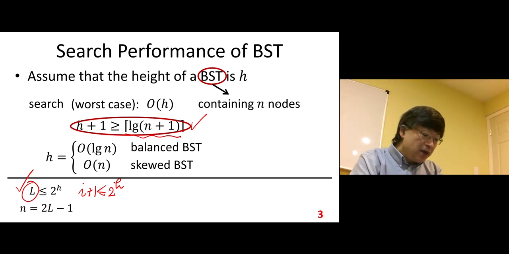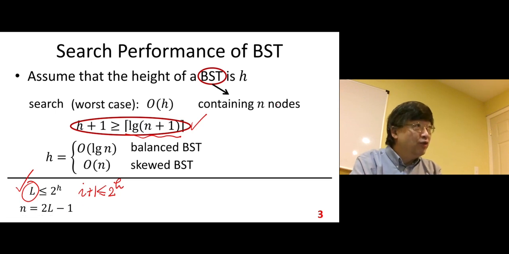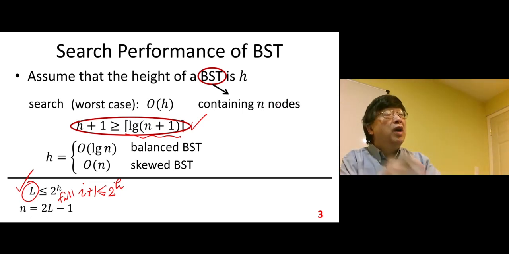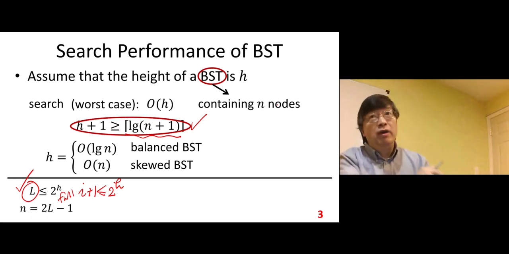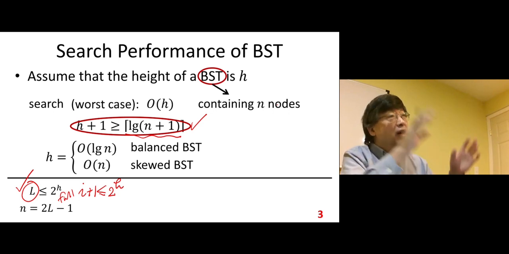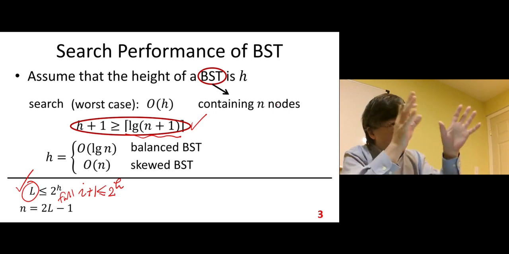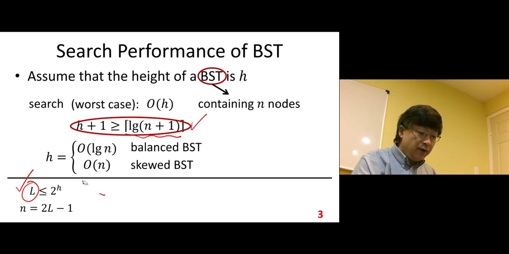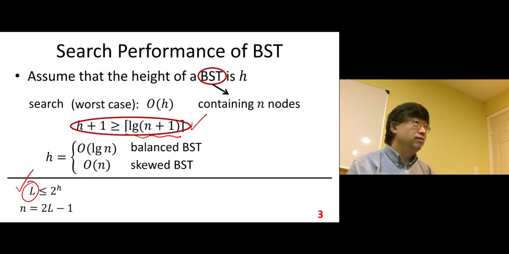Right. Because when n equals 2L minus 1, here we consider the full case. If it's not full, we can add more leaf nodes to make it full. How about that? Suppose we get a general binary tree that's not full. Can we add more leaves to make it full? Yes. Because when we add more leaves and make it full, then we have this formula, right?